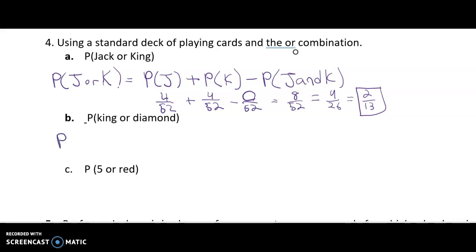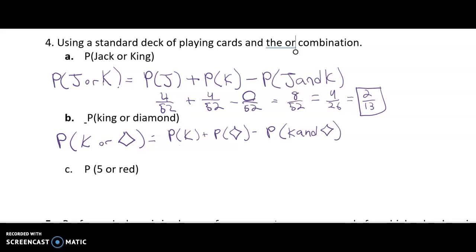For part B, we're finding the probability of a king or a diamond. Well, that's the probability of a king plus the probability of a diamond minus the probability of a king and a diamond.